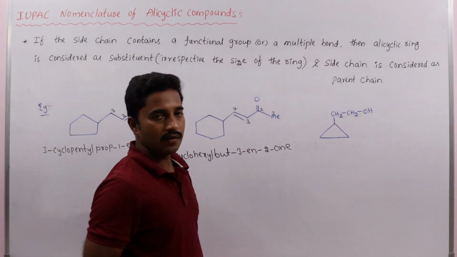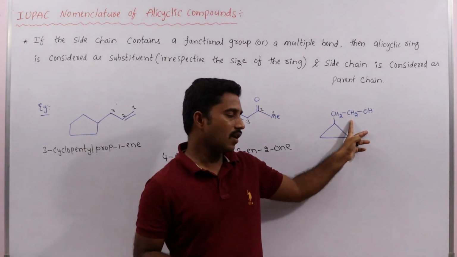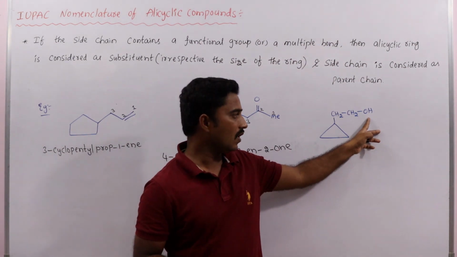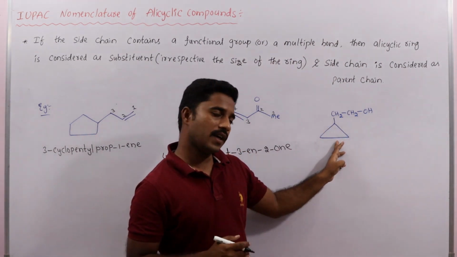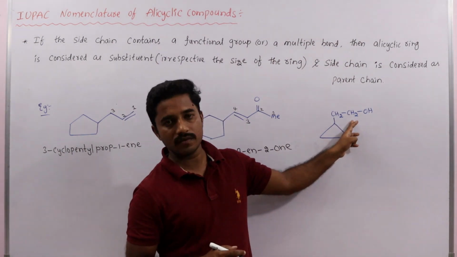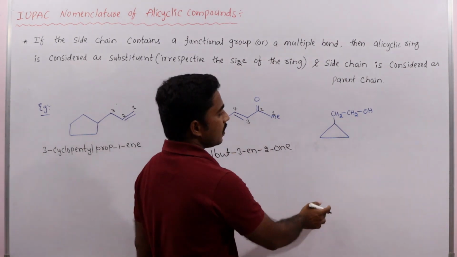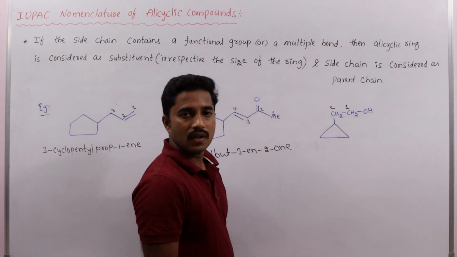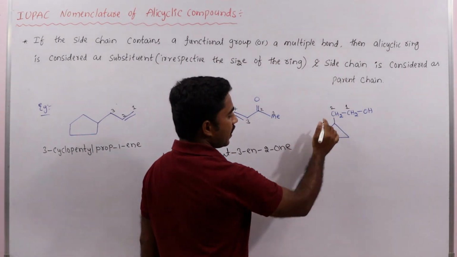So let us see this molecule. The ring contains 3 carbons and the side chain contains 2 carbons, with one functional group, OH. So here the ring is considered a substituent even though it contains more carbons than the side chain, because the side chain contains a functional group. Then give the numbering. The functional group carbon should get the least number, 1, 2. That's why 2-cyclopropyl: at the second position the cyclopropyl ring is there.